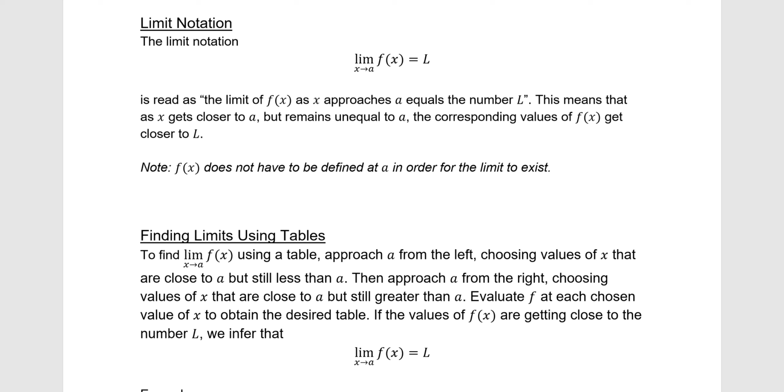So here we have the limit notation, which we just saw. And this is read as the limit of f of x, which is the function, as x approaches a equals L. So a and L are just numbers here. And like we mentioned before, this means that x gets closer to a, but does not actually equal a. The corresponding function values get closer to the number L. And just like we saw on that previous example too, the function does not actually have to be defined at a in order for the limit to exist as x approaches a.